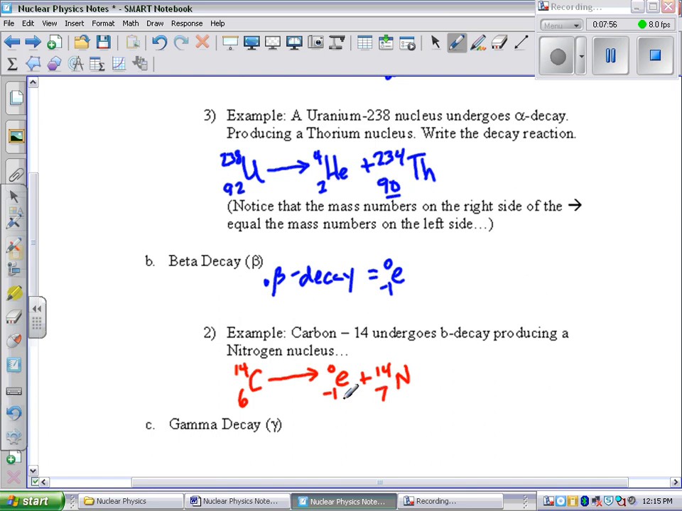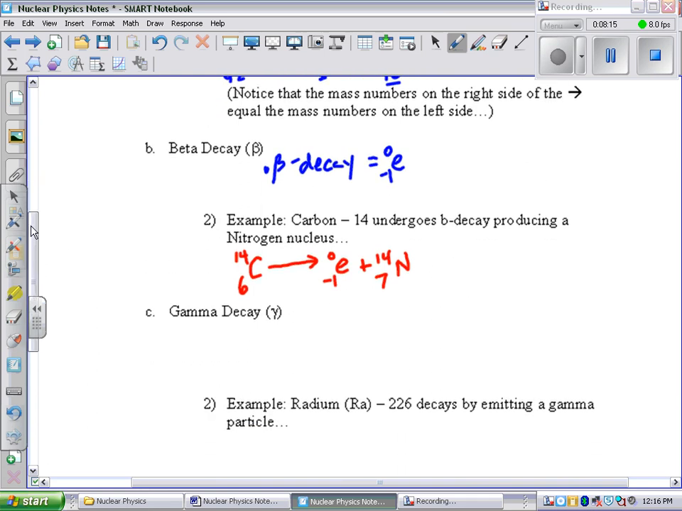This one's actually kind of interesting because we gained a proton and ended up losing a neutron, because this would have had 8 neutrons over here. This only has 7. So what actually happened is a neutron turned into a proton by releasing an electron in this reaction. The third type of natural decay is gamma decay, and it simply releases energy.